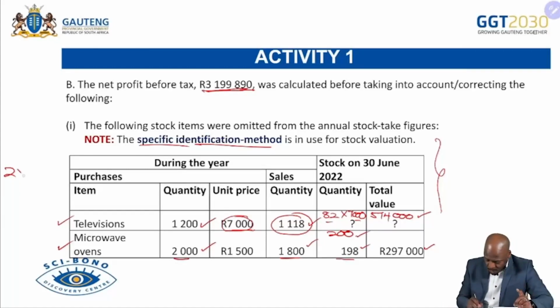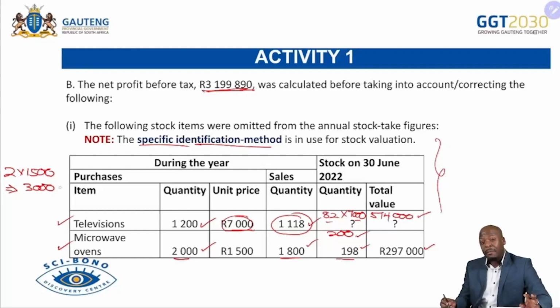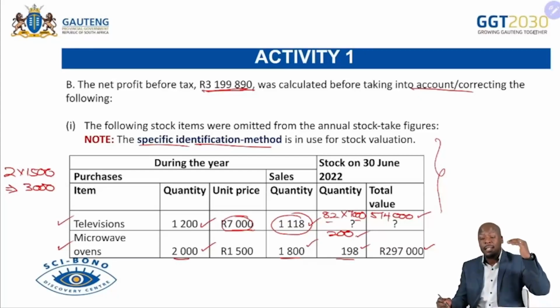So we're missing 2 microwave ovens, and each one is costing 1,500. That then means the microwave ovens that are missing amount to 3,000. All right. So if stock is missing, remember, it is an expense to the business. Therefore, when we did our profit calculation, this aspect was not considered, because the adjustment says it was before taking this into account. So in this particular case, our profit is overstated because there is an expense that we have not yet recorded.